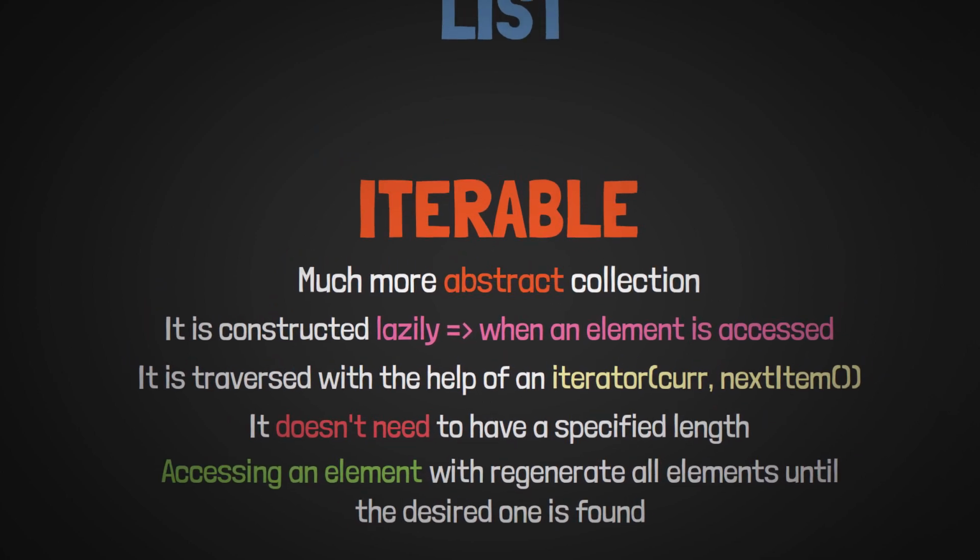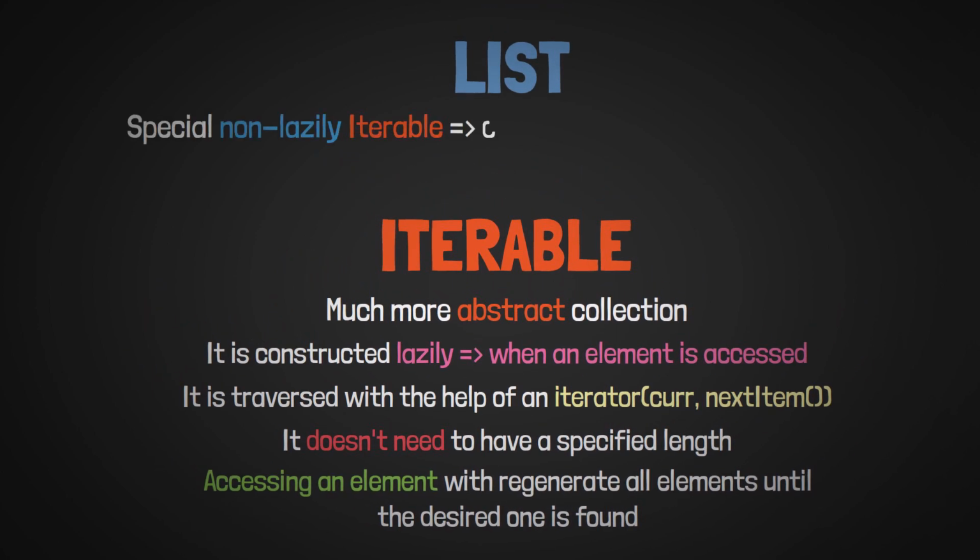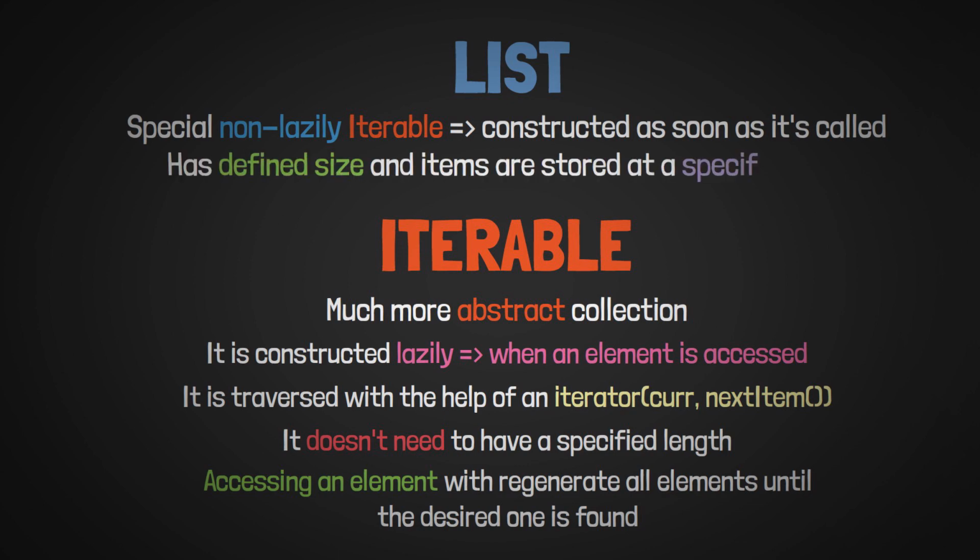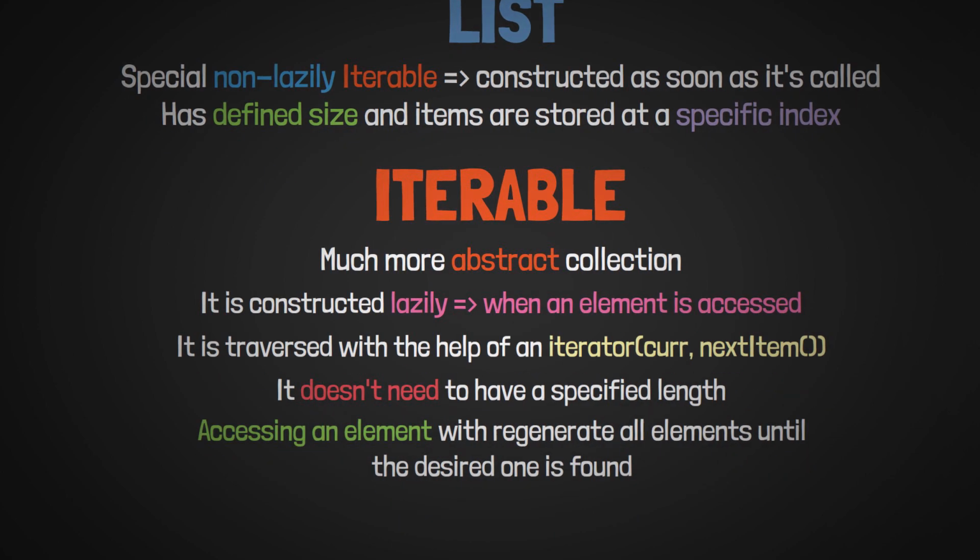A list, on the other hand, is a special non-lazy type of iterable. It is constructed directly the moment you call or declare it. It always has a defined size. It doesn't need to have an iterator since all values have their own index and you can access them directly by using the list access operator. This is why when looping through an iterable, you can't use an ordinary for statement, as you cannot access the elements of it directly. You'll have to use the for in statement or the iterable.forEach method to achieve that.